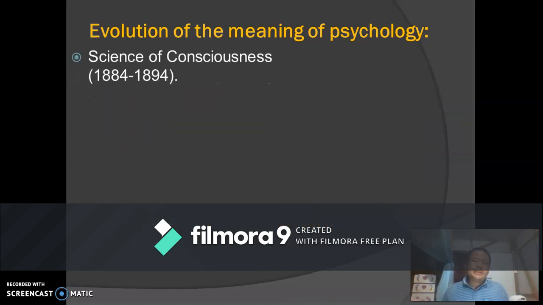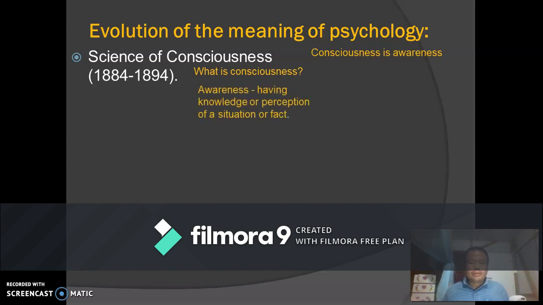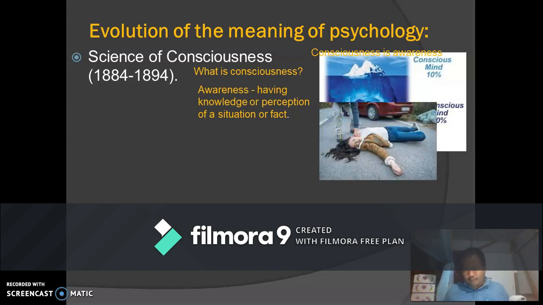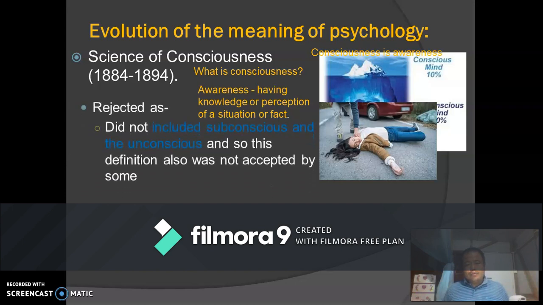Then it was considered to be the science of consciousness. Consciousness means awareness. Awareness in simple terms means having knowledge or perception of a situation or facts. Now, when we say consciousness, we cannot isolate consciousness from subconsciousness and, at the same time, unconsciousness. So psychology as a science of consciousness does not explain the relationship between consciousness, subconsciousness, and unconsciousness. And that was the reason why it was rejected again.